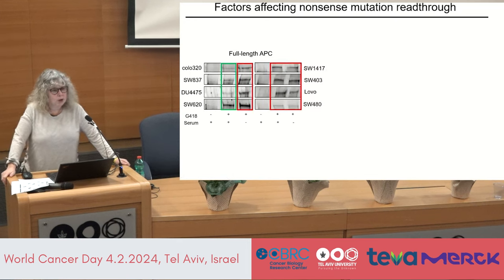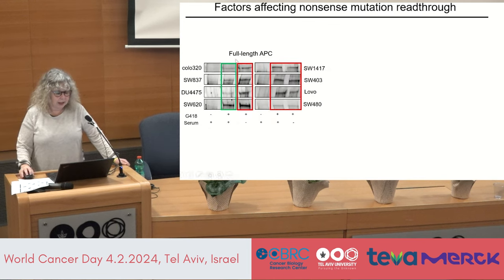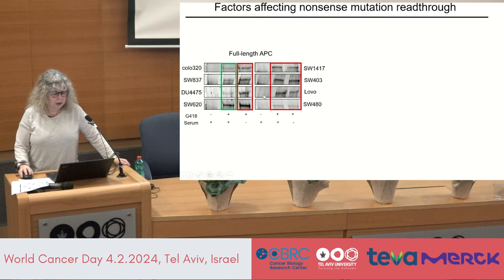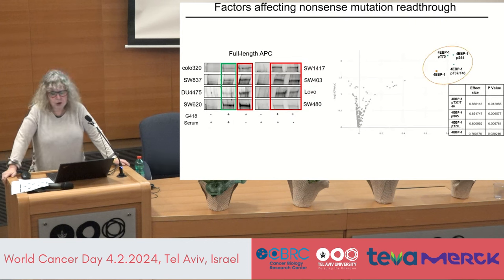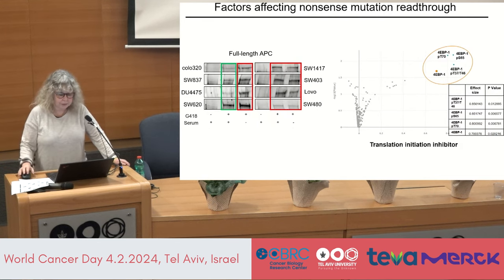But this did not happen with all the colorectal cancer cells we tested. Here is an additional 4 other different colorectal cell lines that have nonsense APC mutations. Adding antibiotics increases the levels of APC, but serum starvation has no effect. So we next tried to understand what is the difference between the 2 types of colorectal cancer cell lines. And we found that one big difference is the expression levels of a protein called 4-EBP1. 4-EBP1 is a very, very strong translation initiation inhibitor. So it inhibits protein translation initiation.